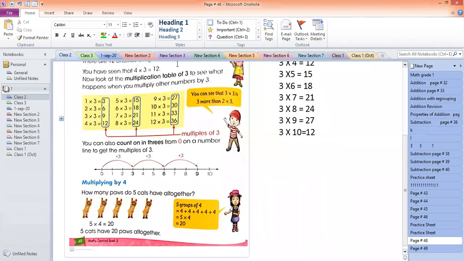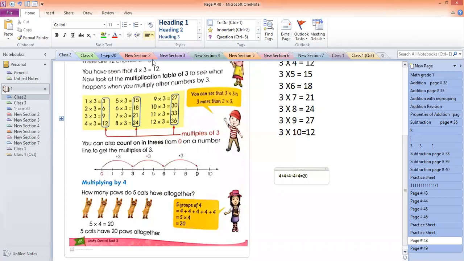Are you getting my point? In that way, you can also do it. So you can do it by multiplication, or you can add like this: 4 plus 4 plus 4 plus 4 up to 5 times, and that will give you 20. In that way, you can do it.